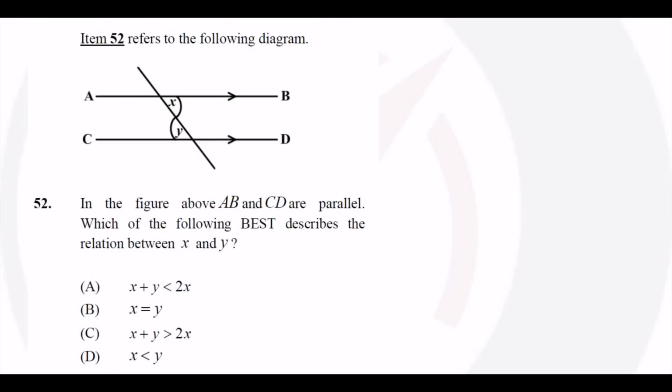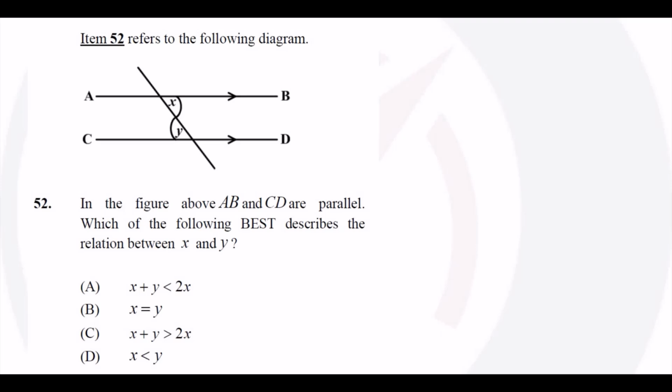The question here is an old faithful, well, at least based on the other papers that I've seen before. So item 52 refers to the following diagram. We have 2 parallel lines cut by a transversal line, and it says in the figure above, AB and CD are parallel. Which of the following best describes the relationship between X and Y?